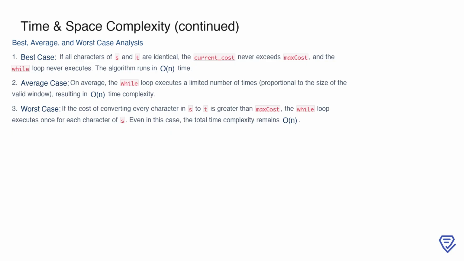This still results in O(n) time complexity because the left pointer and right pointer collectively perform at most 2n movements. In the worst case, if the cost of converting every character in s to t exceeds max cost, the while loop executes once for every character of s. Even in this scenario, the total number of operations remains linear, and the time complexity is still O(n).